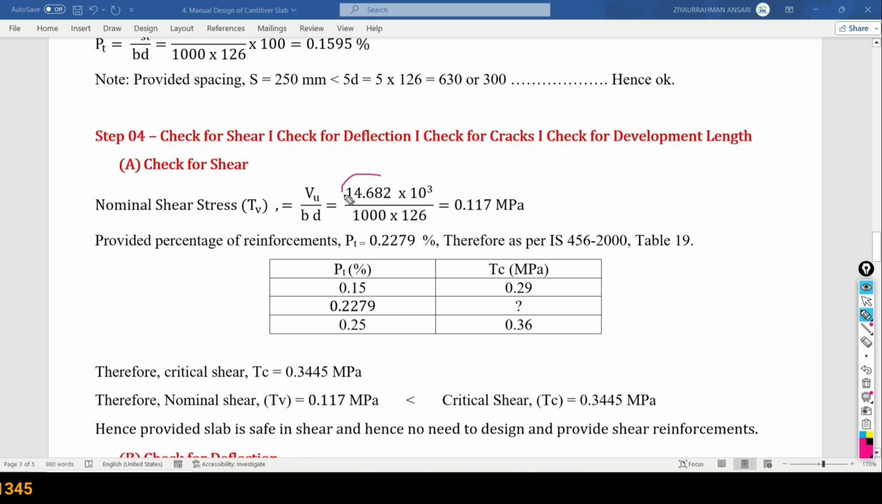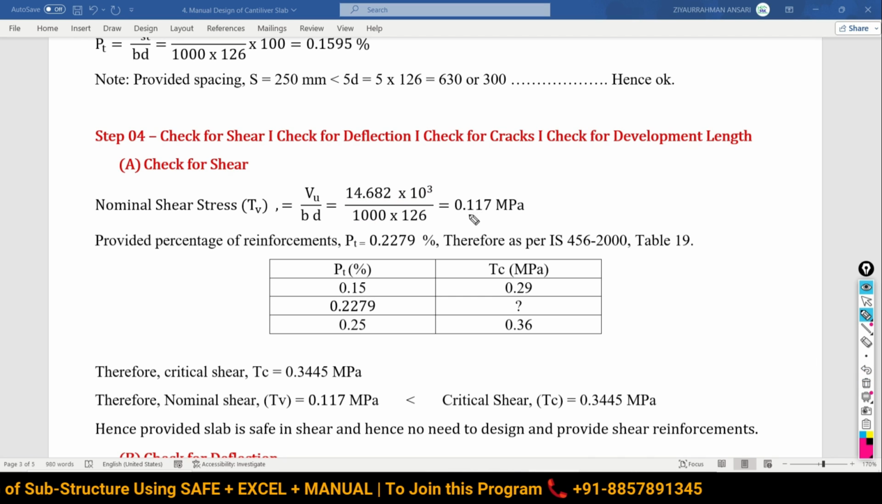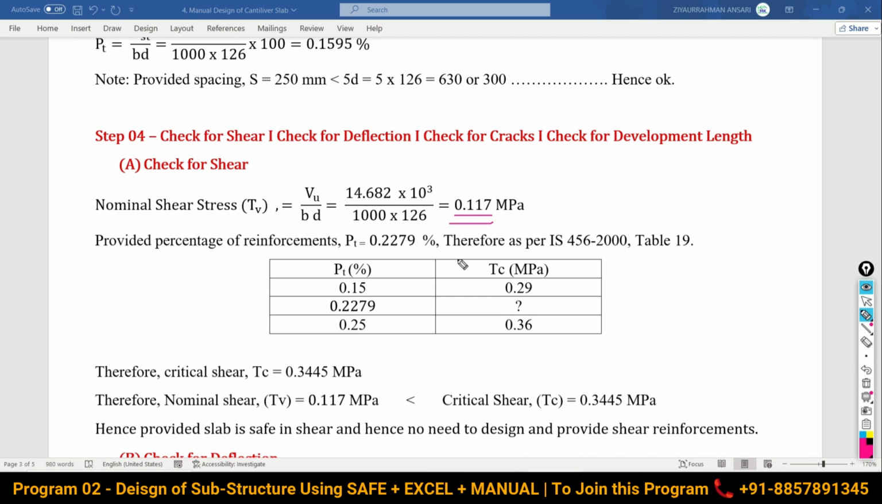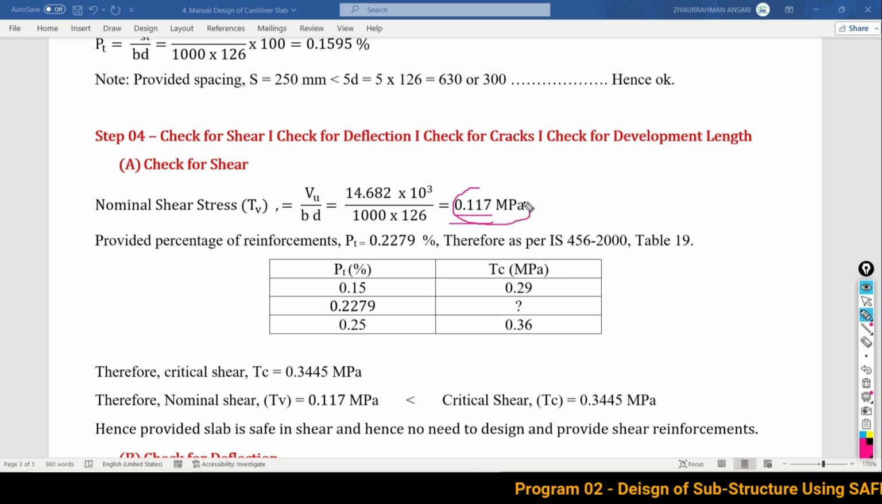So this much shear force divided by width 1000 multiplied by effective depth. So nominal shear is coming out to be 0.117 due to action of loading. Now we have to check what is the capacity of this concrete to resist this shear.